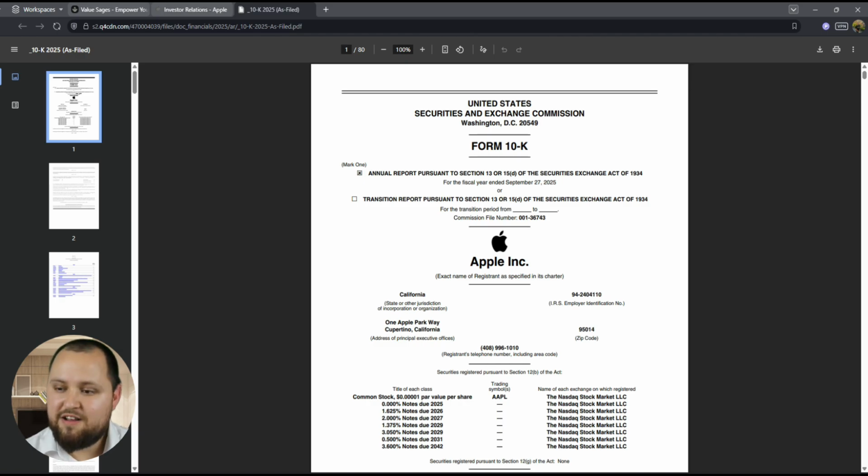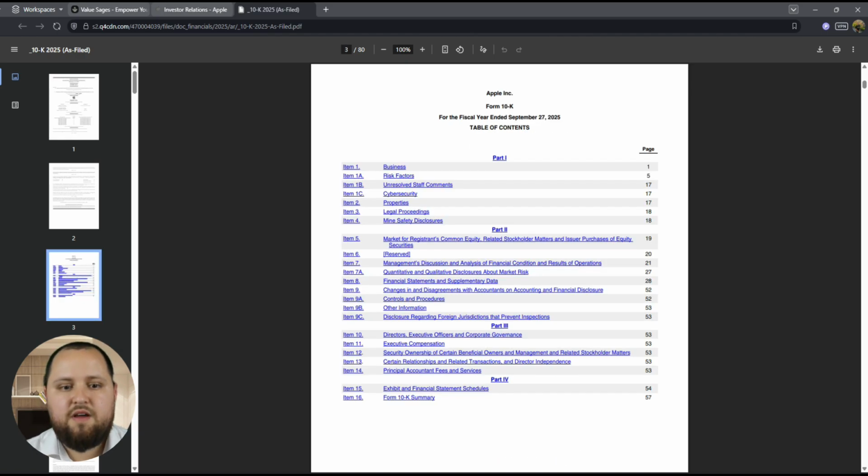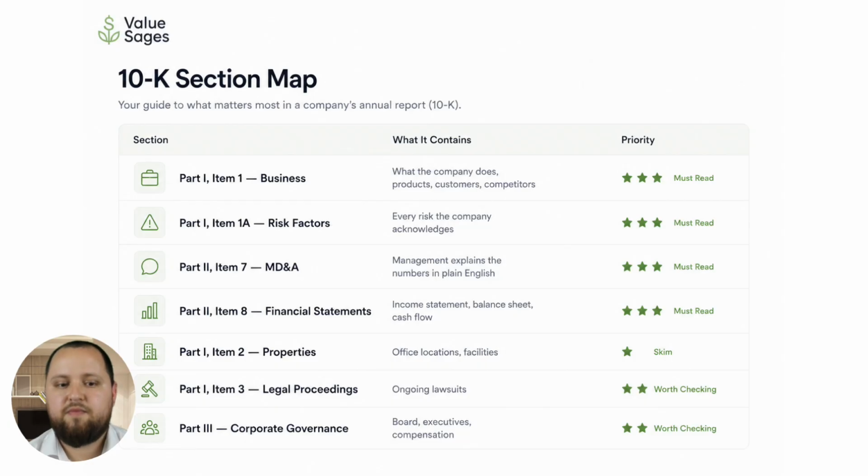So, let's go to the table of contents. A 10K is divided into parts and items. Don't let this intimidate you. Here is a map of what's inside. The business section helps you understand what the company actually does, how it makes money, and who it competes against. This is where you build your understanding of the business model itself.